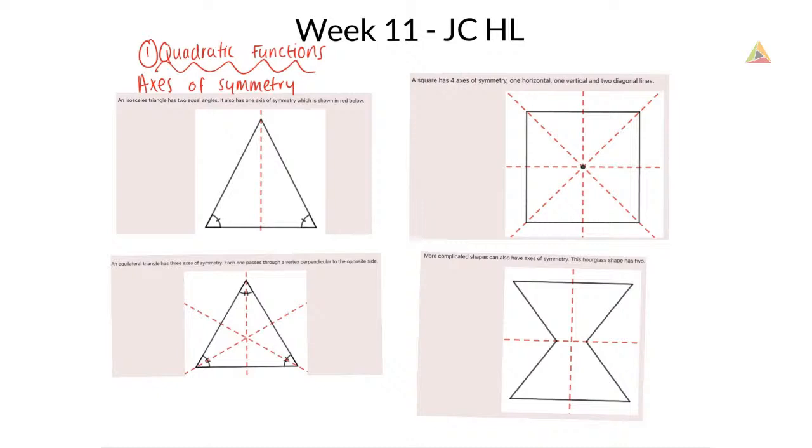So we look at the next one. A square has four axes of symmetry, one horizontal, one vertical, and two diagonal. So you could fold that diagonal down on top of that diagonal. You could fold this side over on top of this side, or this side over on top of this side. I think the best way to visualize this is folding it over. More complicated shapes have more axes of symmetry. The hourglass here has two. You could fold this side over on top of this side, or you could fold it from bottom to top. So it's important to recognize how many axes of symmetry a certain shape will have.